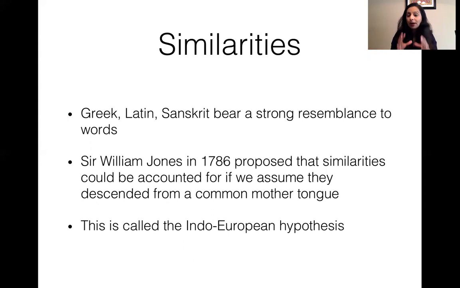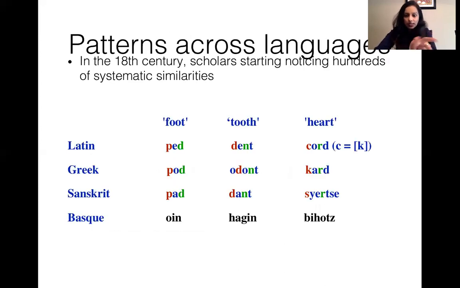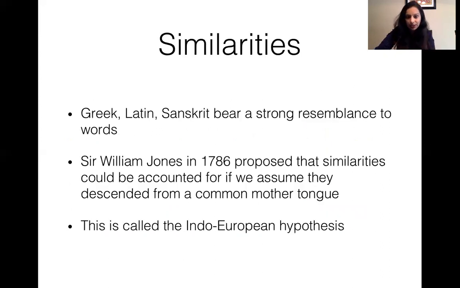And this hypothesis is known as the Indo-European hypothesis, that Indo-European languages originated from one mother language called the Indo-European or Proto-Indo-European. So this was the language that existed before all these other languages came into being, and it is possible to do historical and linguistic reconstruction. It's also called a comparative method because you're literally comparing the words of different languages and figuring out that, okay, look, there are similarities between them.